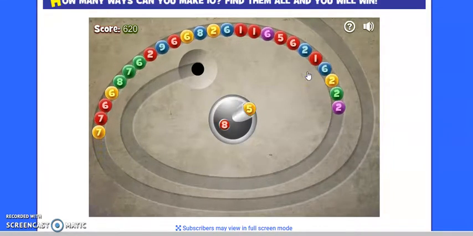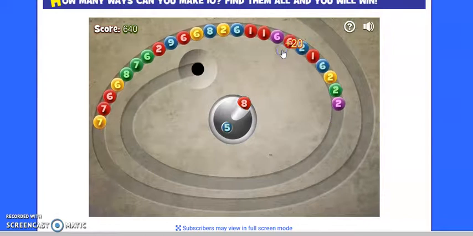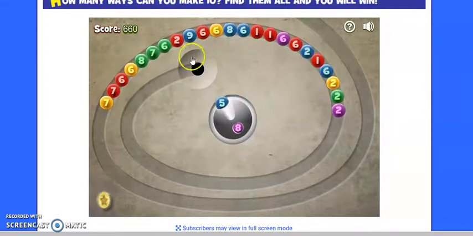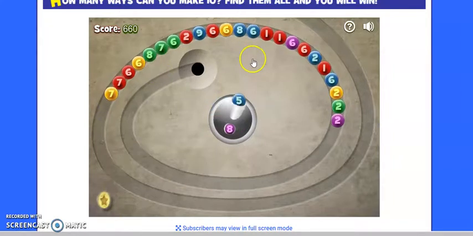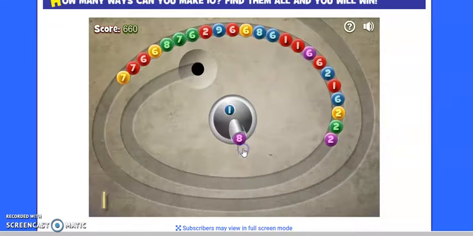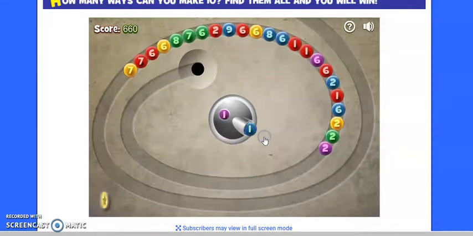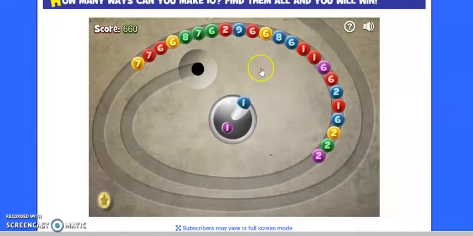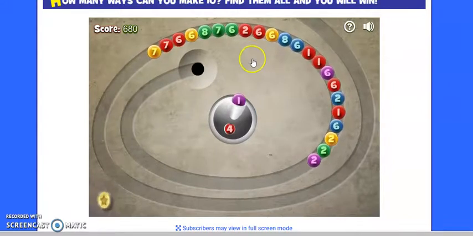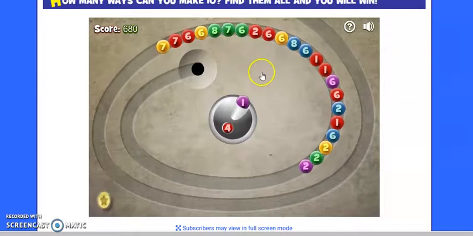5 plus 5 is 10. 8 plus 2. 5 plus 5 is 10. Although I think I ran out of 5, so I'm just gonna shoot it out to outer space. Whoops. I accidentally shot that. 1 plus 9 is 10. I like 1 plus 9 because I think that's one of the easier ones to remember.